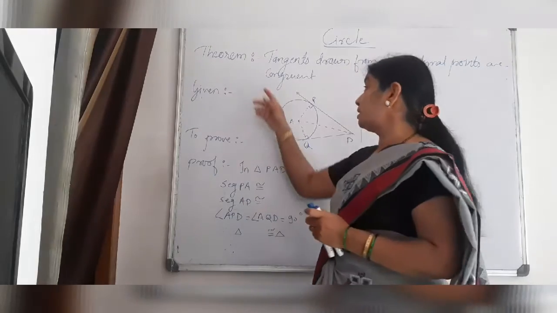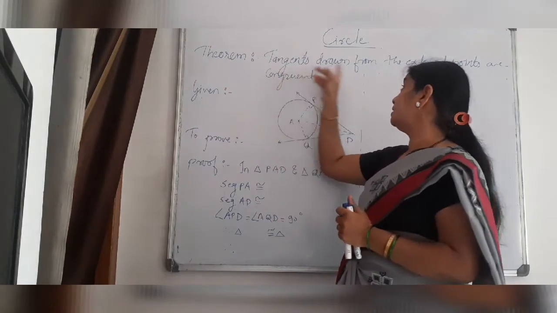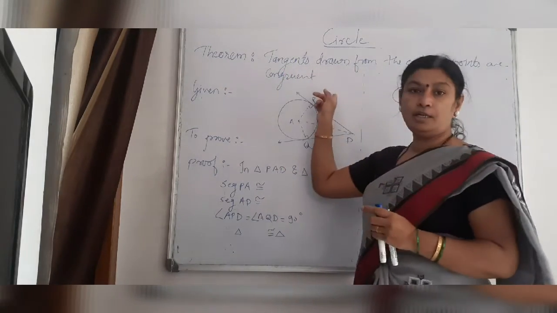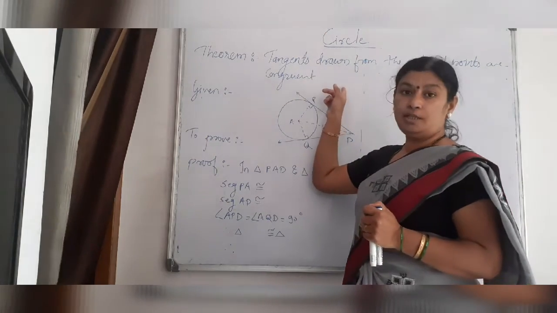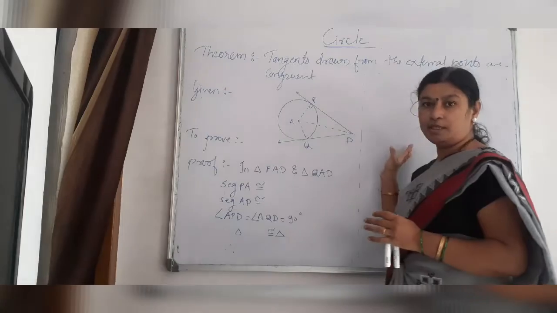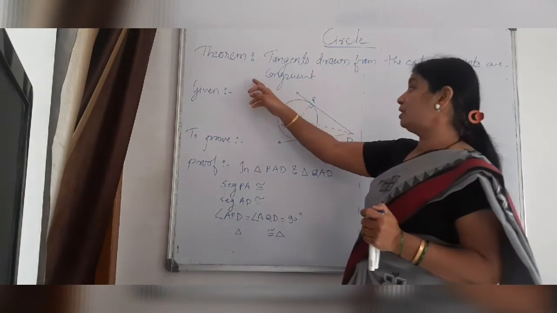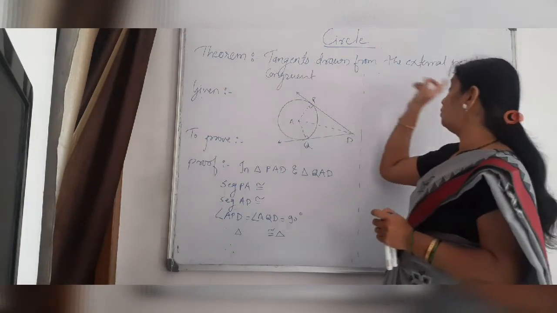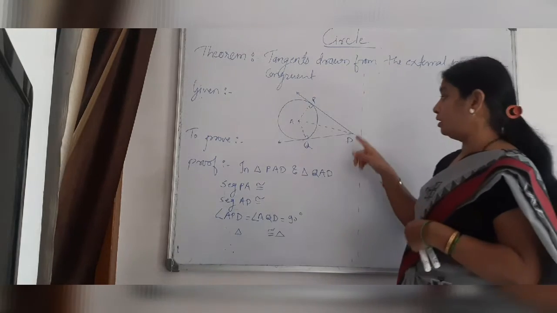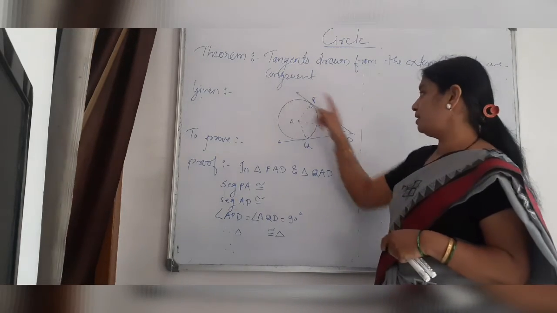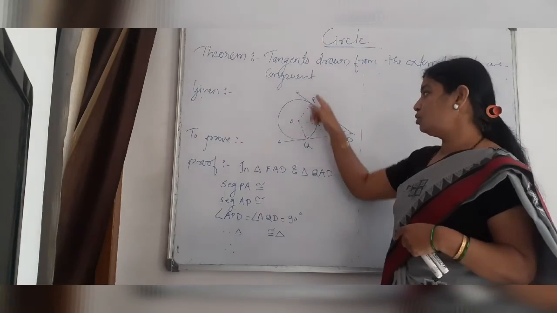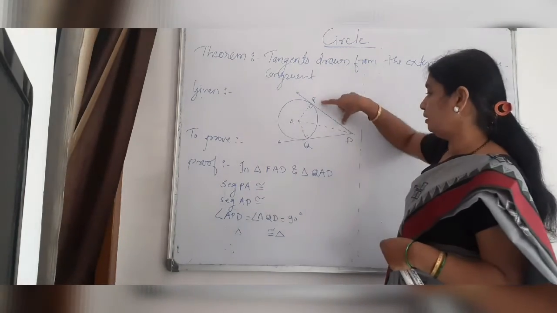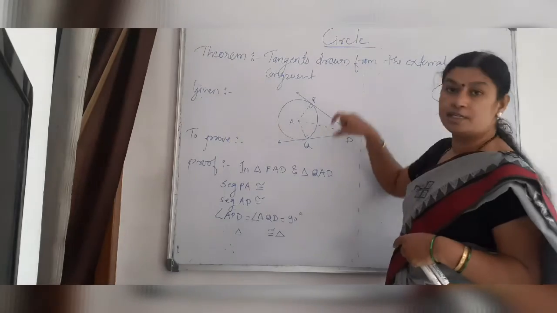Today we will study the theorem that tangents drawn from an external point are congruent. It is an important theorem, generally asked for 3 marks. It is an activity based theorem. What is the theorem? Tangents drawn from an external point are congruent. From the external point, how many tangents are drawn? Two tangents, DP and DQ. You have to prove that the lengths of these two tangents are equal.